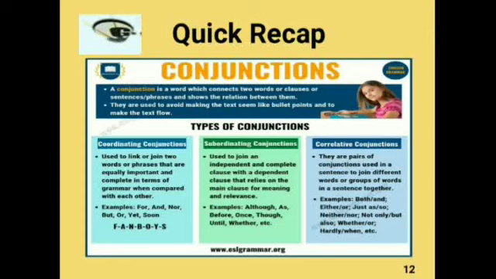Moving on to the third type of conjunction, correlative conjunction. Correlative conjunctions are pairs of conjunctions used in a sentence to join different words or group of words in a sentence together. For example, both and, either or, just as so, neither nor, not only but also, whether or, hardly when, etc.